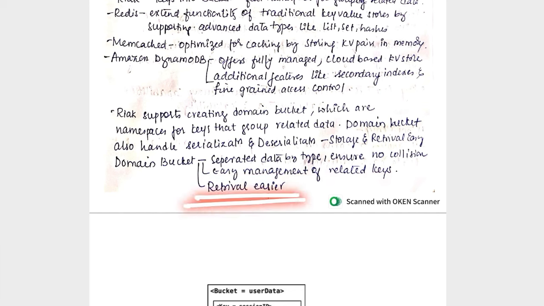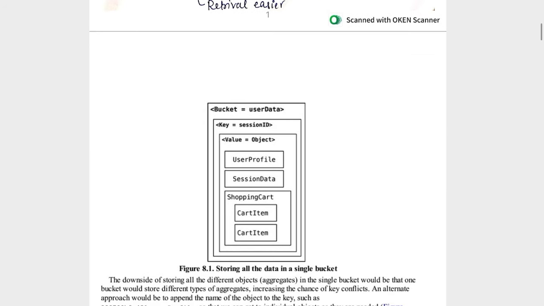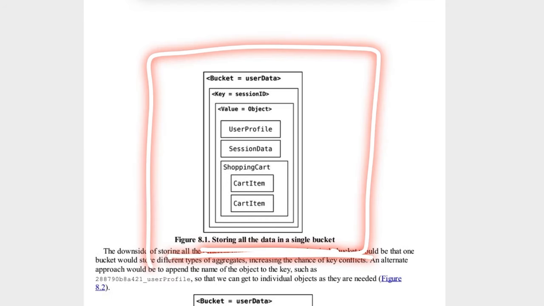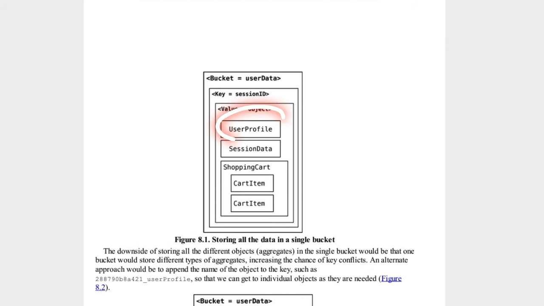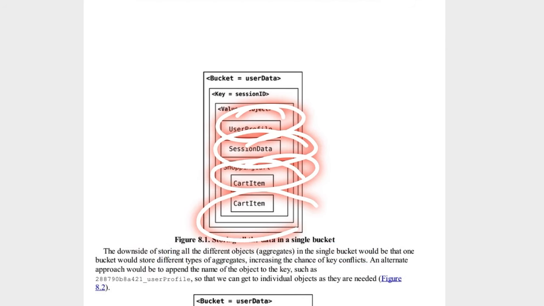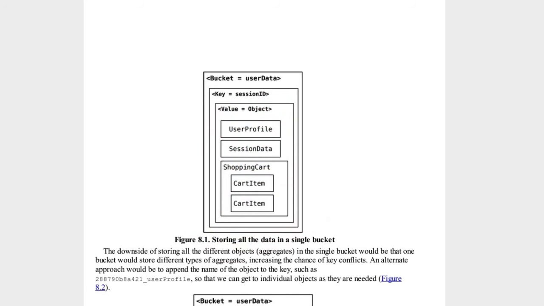Along with that, the efficiency to retrieve the data is also higher because it will only retrieve the necessary data instead of fetching the entire blob. So here we have figure 8.1, which is storing all the data in a single bucket. Here we have the user profile, session data, shopping cart, cart items, everything stored in one single bucket itself, right?